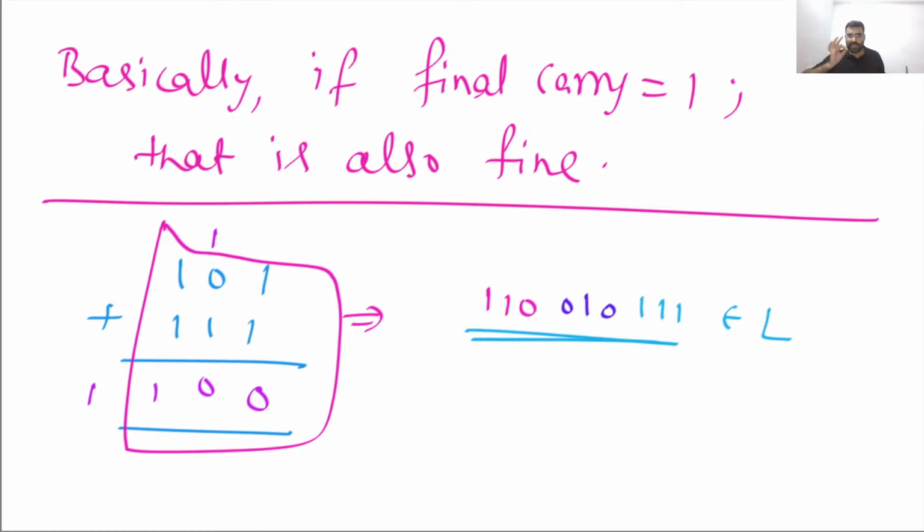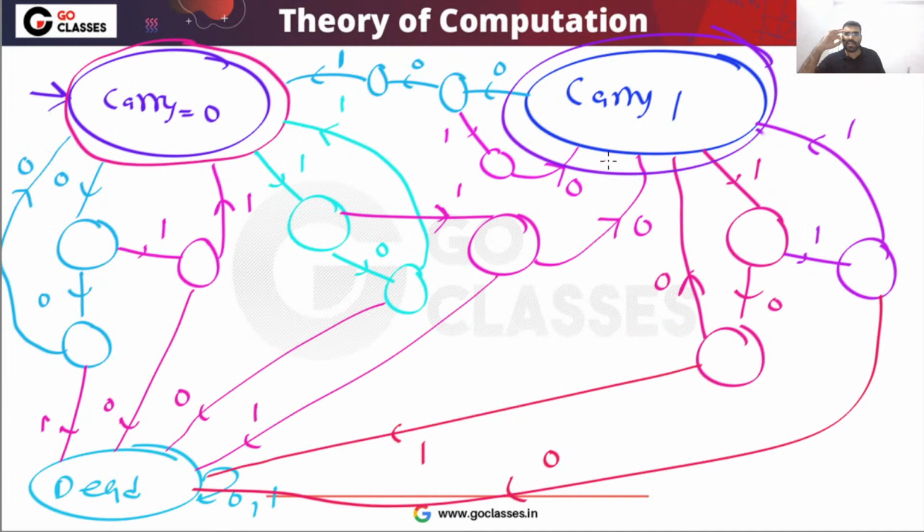So what will I do? Tell me what I will do. Very simple. This carry 1 also will become a final state. This is the only change. Carry 0 and carry 1, both these states will become final states. There is no other change.